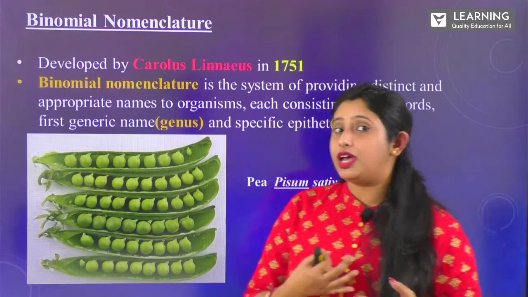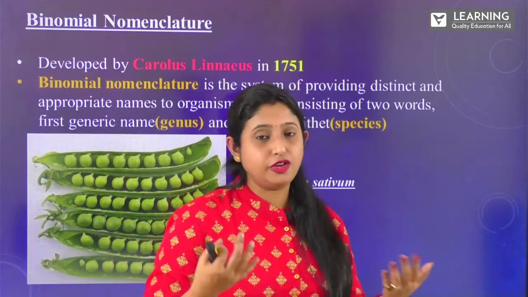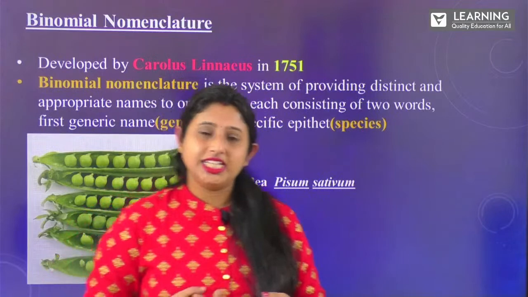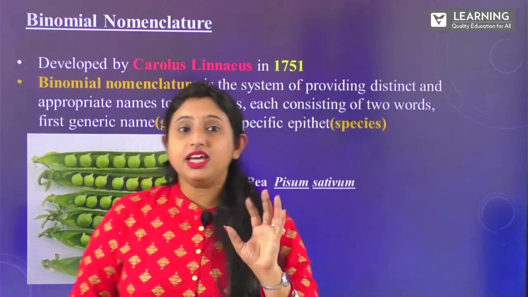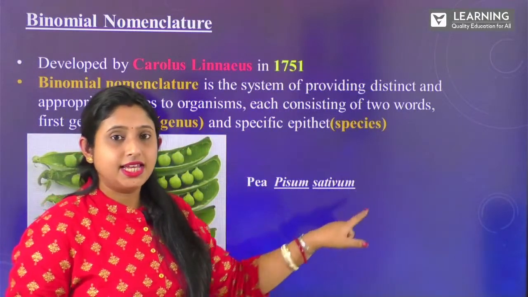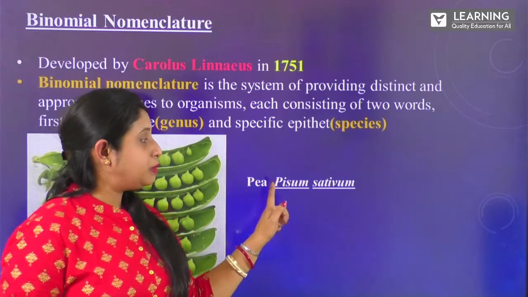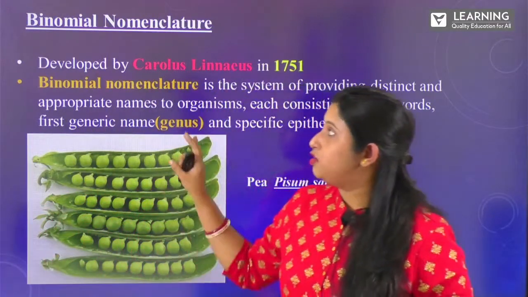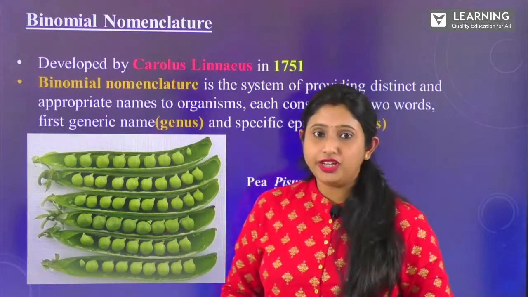So who has given that? Who is the father of taxonomy? Carolus Linnaeus. He has given this. You can see here, what is this picture? This is the picture of a pea, right? Pea is a common name. And this is a scientific name. What is the scientific name of pea? It is Pisum sativum. Clear? So this is about binomial nomenclature. It's the same as the scientific name only.